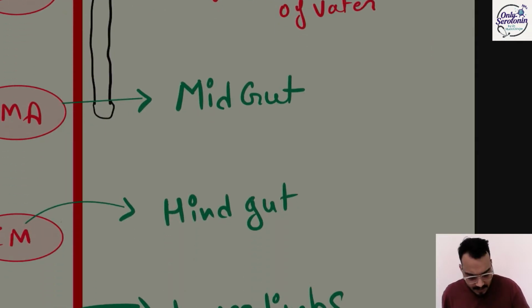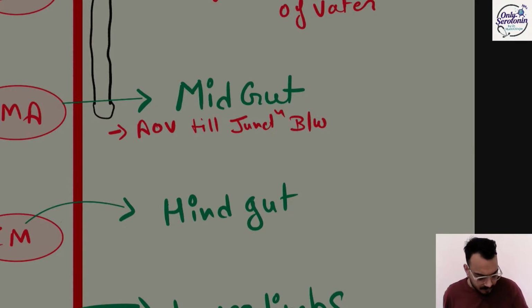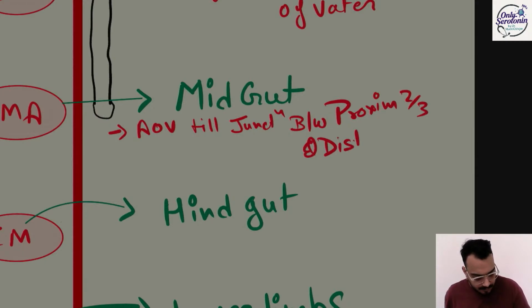What about the midgut, guys? The midgut starts from the ampulla of Vater till the junction between the proximal 2/3 and distal 1/3 part of your transverse colon.